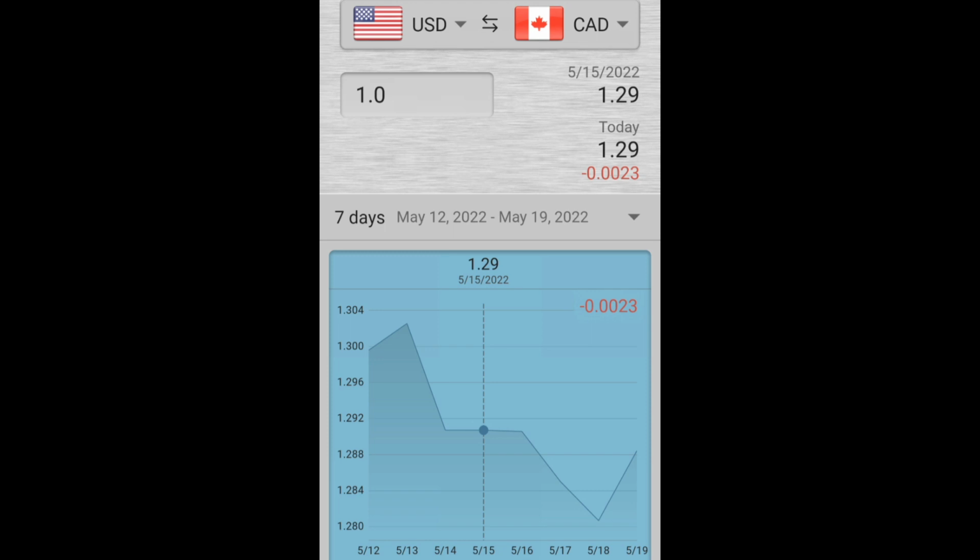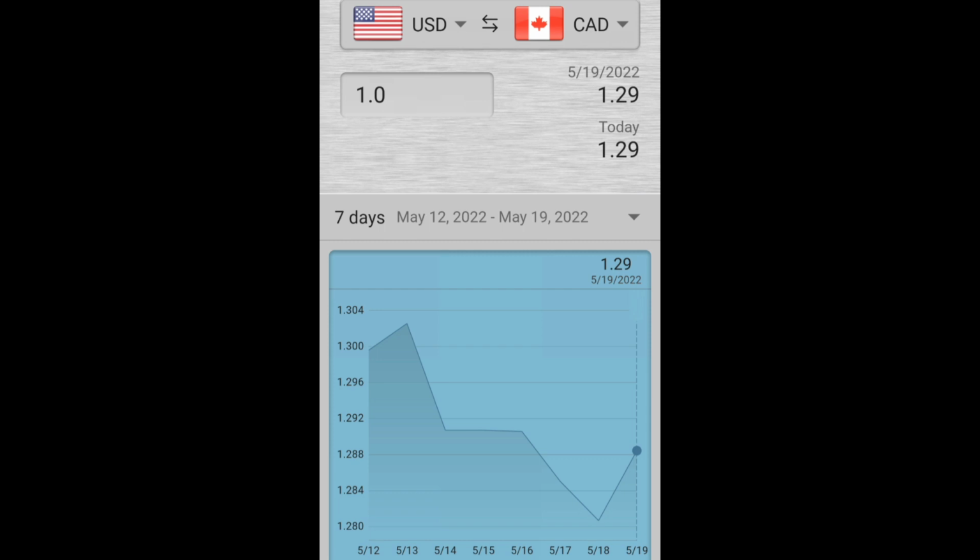For May 15, 1 US dollar is equivalent to 1.290 Canadian dollar. For May 16, 1 US dollar is equivalent to 1.290 Canadian dollar. For May 17, 1 US dollar is equivalent to 1.285 Canadian dollar. For May 18, 1 US dollar is equivalent to 1.281 Canadian dollar.